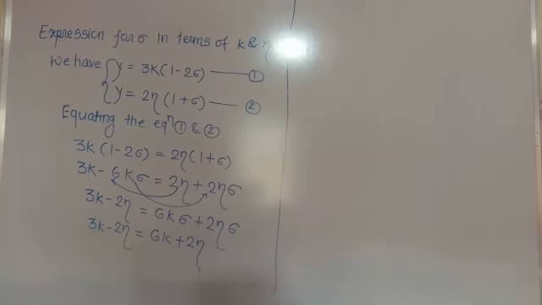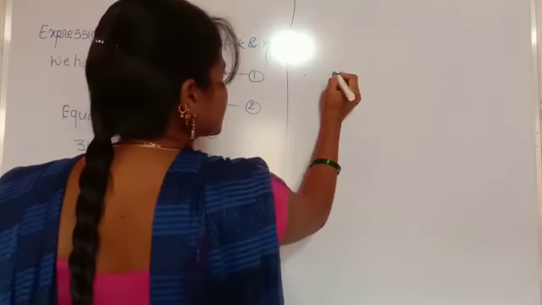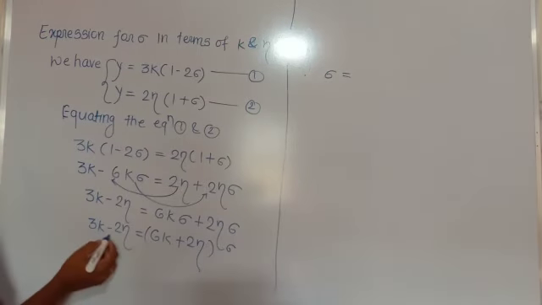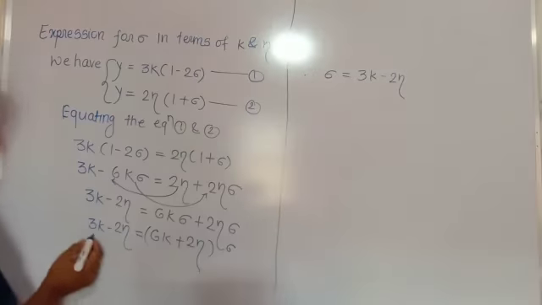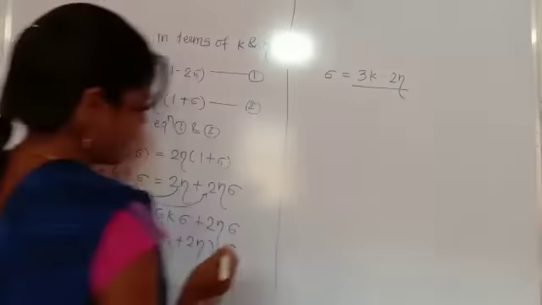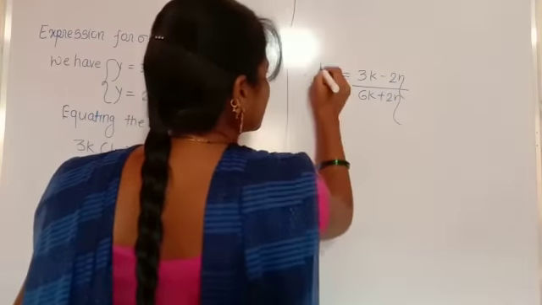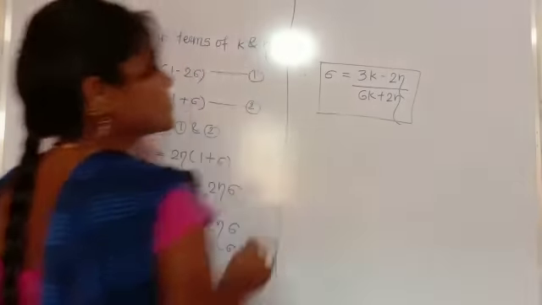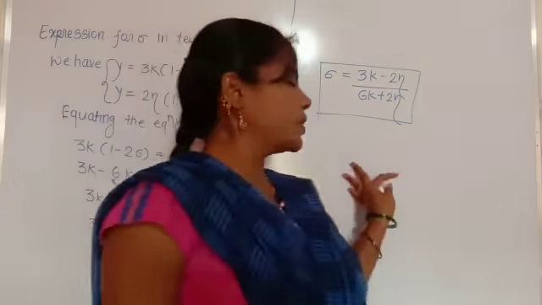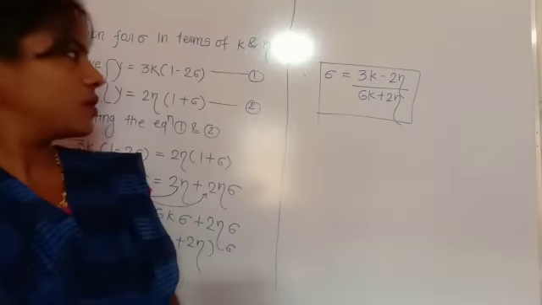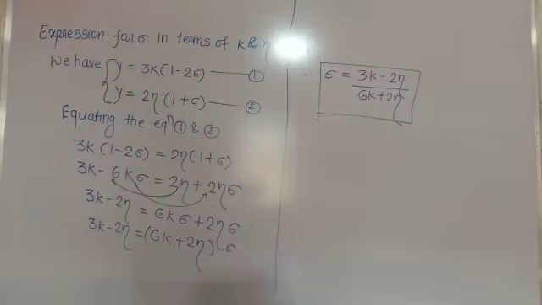Therefore sigma equals (3K minus 2 eta) divided by (6K plus 2 eta). So this is the expression for sigma in terms of K and eta. This is the last expression, the relation between sigma, K and eta. So this is the fourth equation, that is the last equation.